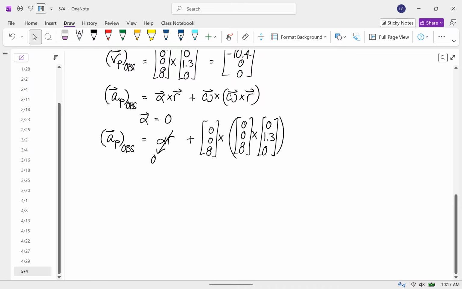Okay, so this is negative 10.4 times 8 in the y direction. So that is 0, negative 83.2, 0.